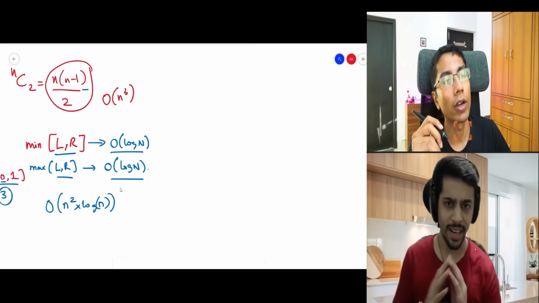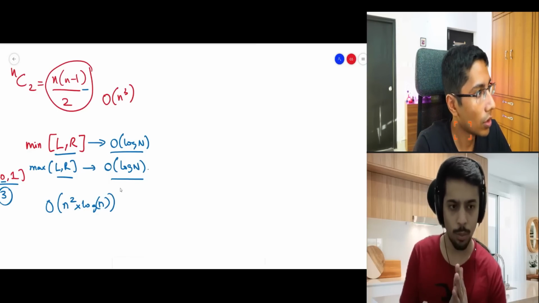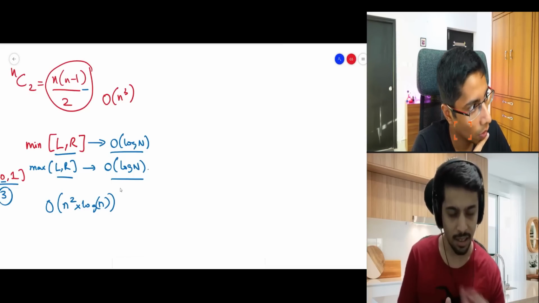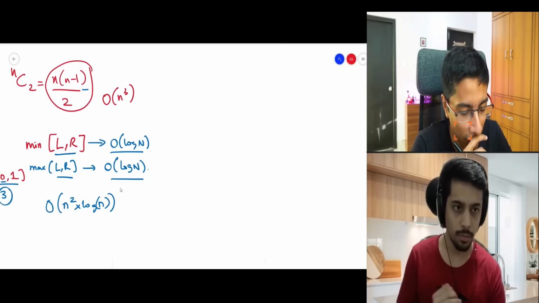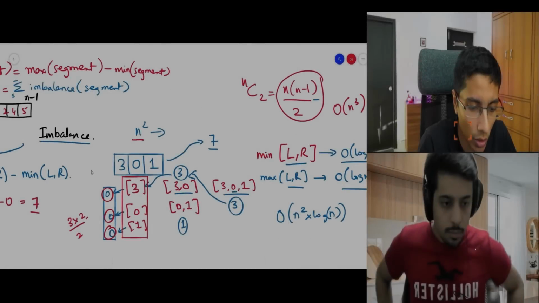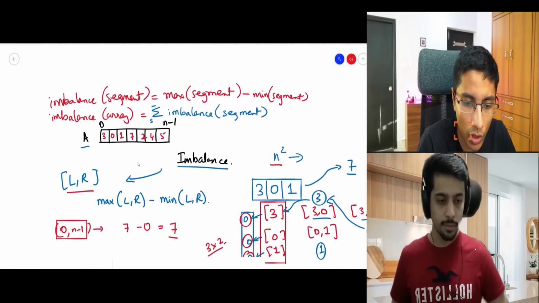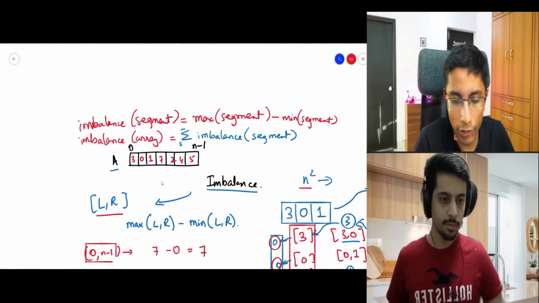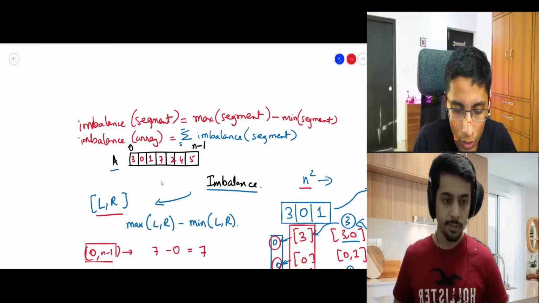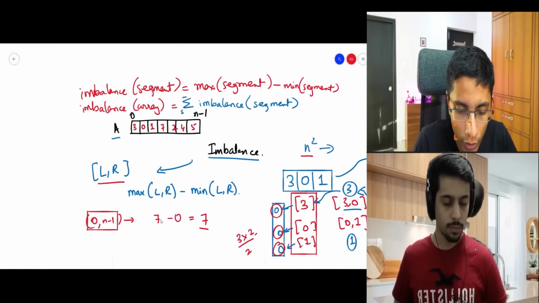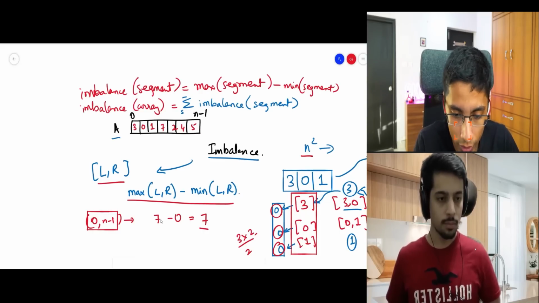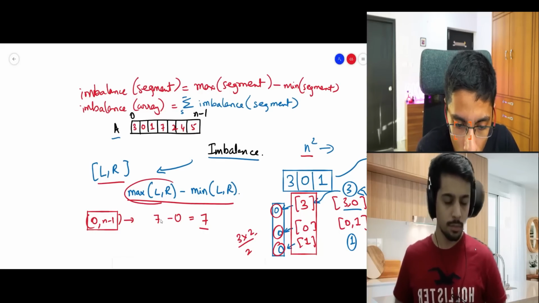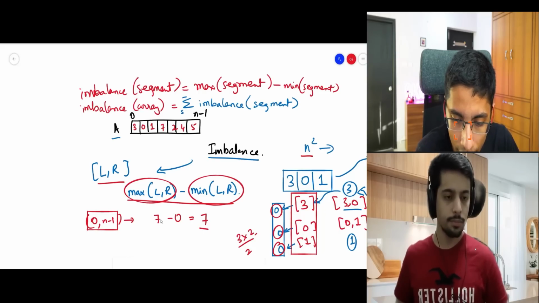If you want, let's try n square, but let's try to eliminate that segment tree. Can we get rid of the segment tree? Okay. Heading back to the original array, let's see if we can find some patterns. When we said that we need to find the imbalance of an array or of a segment, we are taking the max in that segment minus the min in that segment.